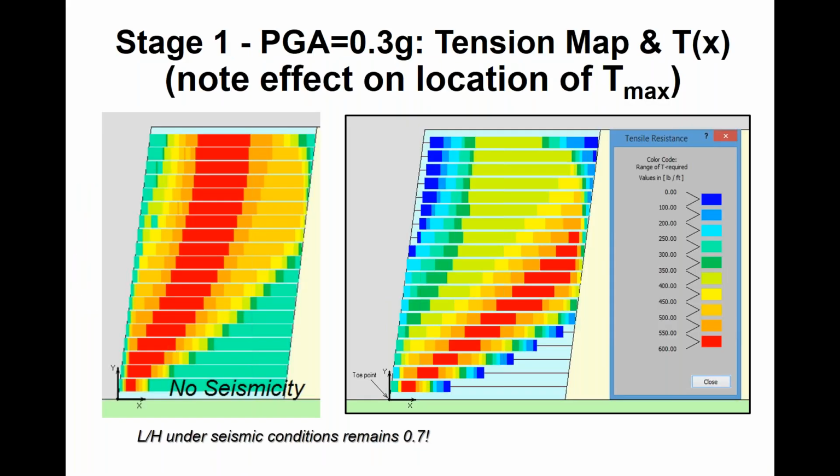Let's talk about seismic real quick. Let's take a pseudostatic acceleration of 0.3 Gs, and let's look at the tension maps from the baseline solution. On the left, that's the close spacing reinforcement case, and the tension map that you get considering no seismicity. On the right, there's 0.3 Gs. Note the effect on the location of T-max, that red band of the largest reinforcement loading.